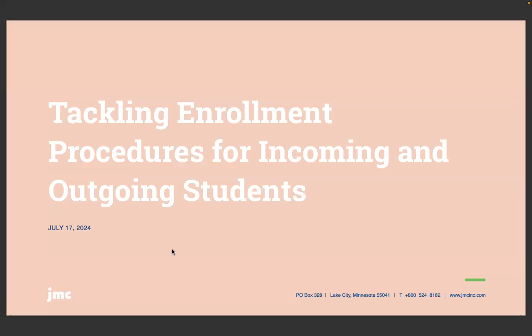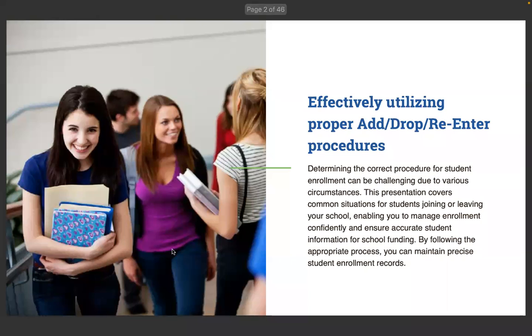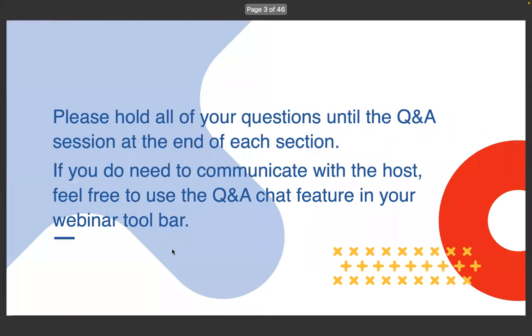And so this would be a great resource for anybody in your school who's managing enrollment of students, incoming and outgoing. All right, determining the correct procedure for student enrollment can be challenging due to various circumstances. This presentation covers common situations for students joining or leaving your school, enabling you to manage enrollment confidently and ensure accurate student information for school funding. By following the appropriate process, you can maintain precise student enrollment records.